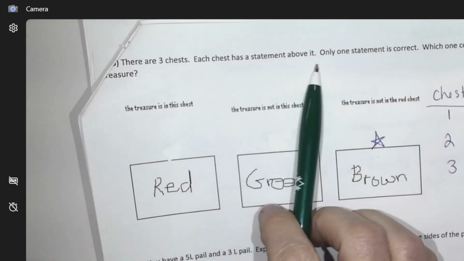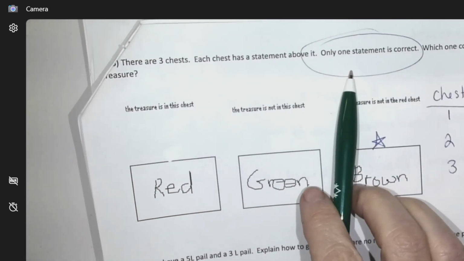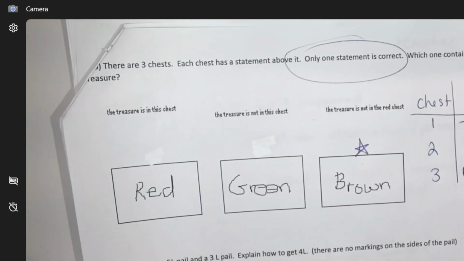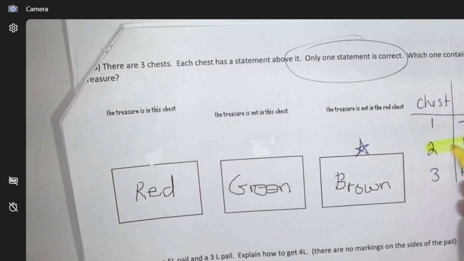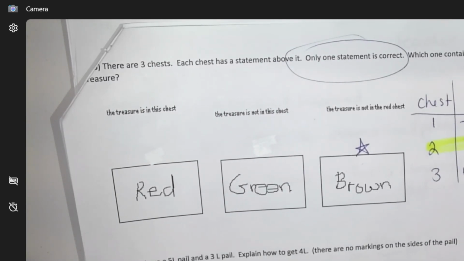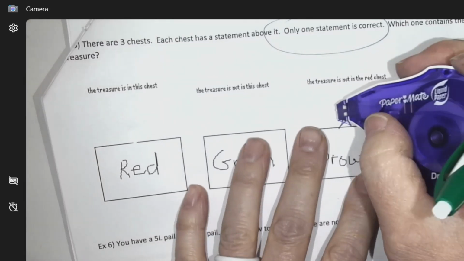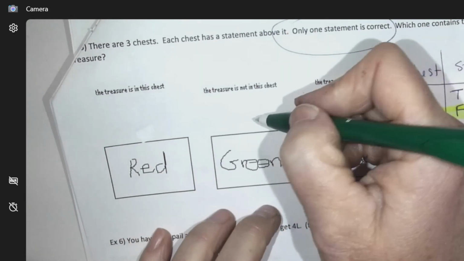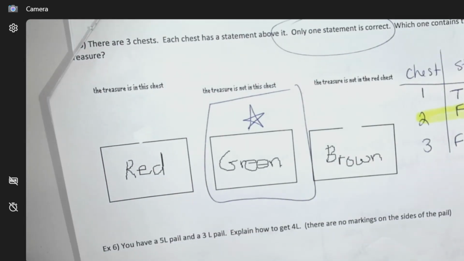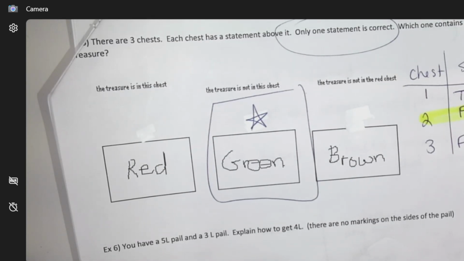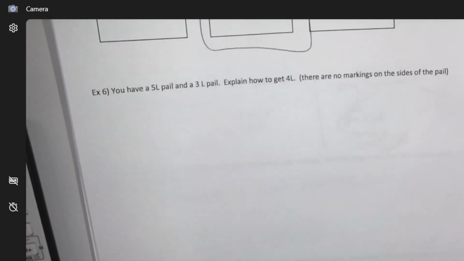Okay, so only one statement is correct. So which scenario was that? Has to be in the second box, because this one had 2 trues, this one had 2 trues. So therefore, the treasure had to be inside the green one. Okay, so you kind of see how this is logic. I'm just kind of reasoning what's going on. Okay, last example.